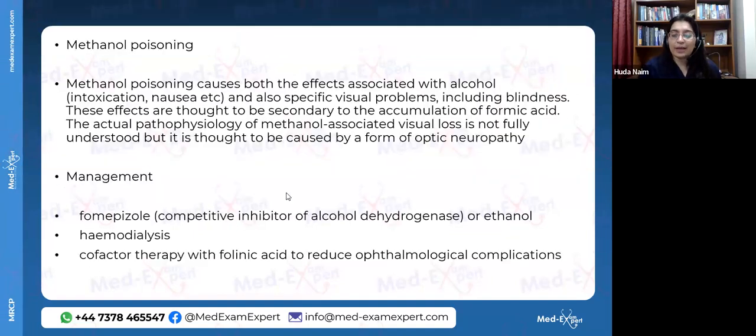And how would you manage these patients? You would use fomepizole. What is the mechanism of action of this drug? It's a competitive inhibitor of alcohol dehydrogenase, very, very important, or you can use ethanol as well. But what they want you to know is fomepizole and its mechanism of action. And then you can also use hemodialysis in these patients. Very, very important concept about methanol toxicity. There's always a question on the exam and they want you to know about it.